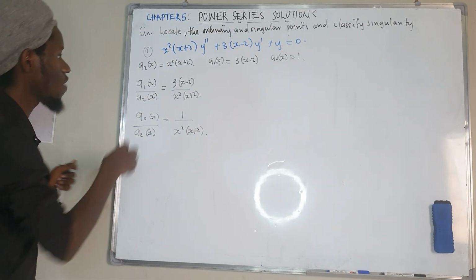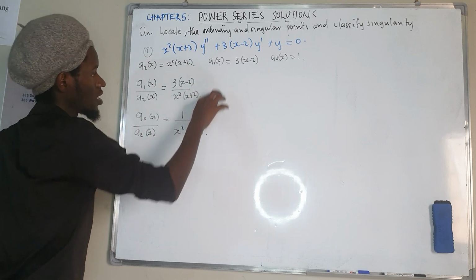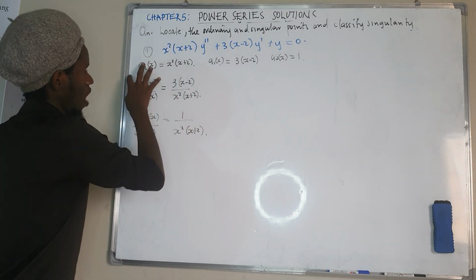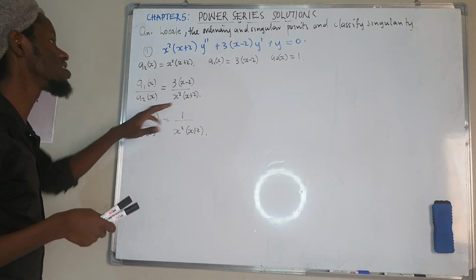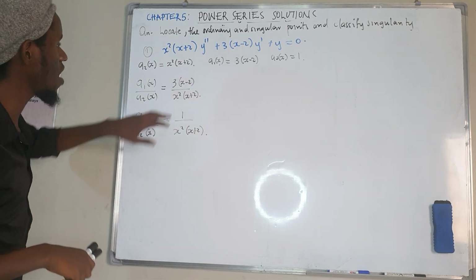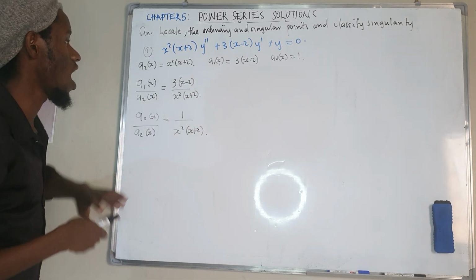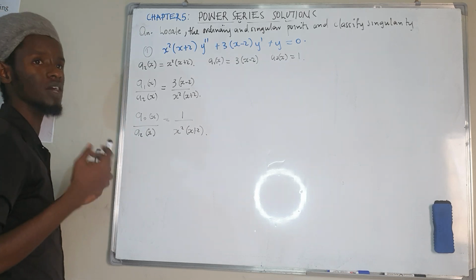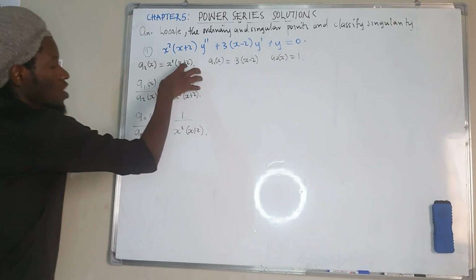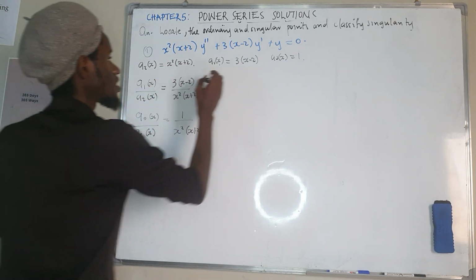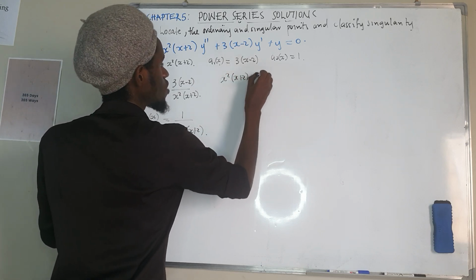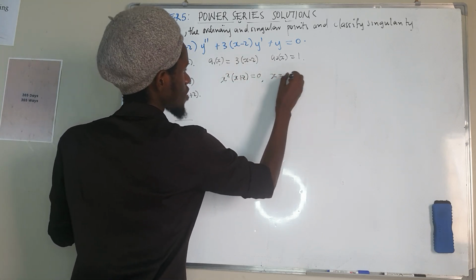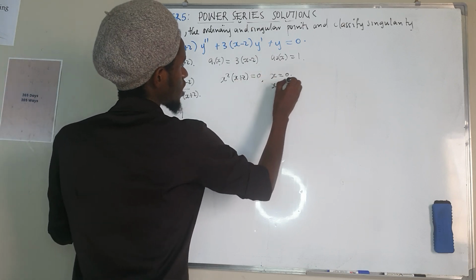Now, if I look at this first function, or rational function here, what values of x will make it undefined? From the denominator, if I set the denominator to 0, I get something over 0, which is undefined. If I set x squared into x plus 2 equals to 0, then I get x equals to 0 as my first value, and then x equals to negative 2.